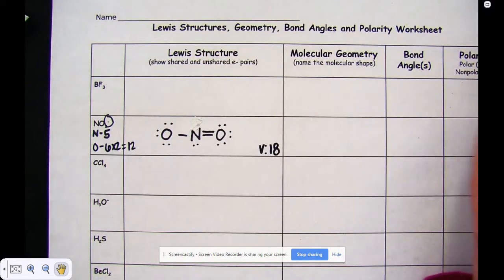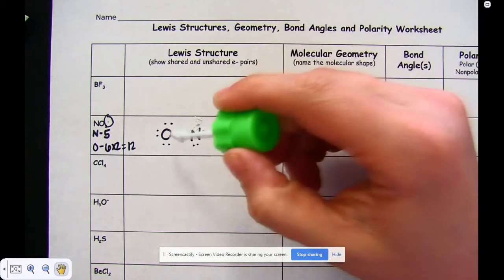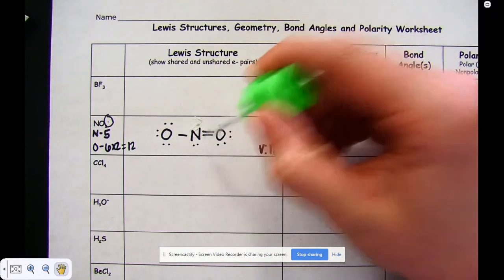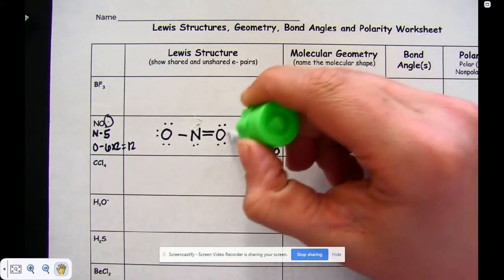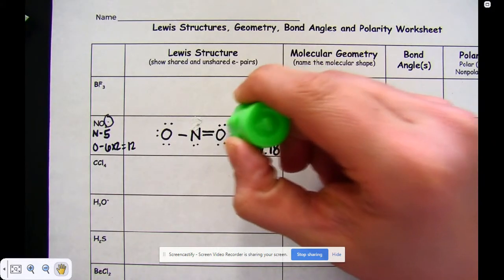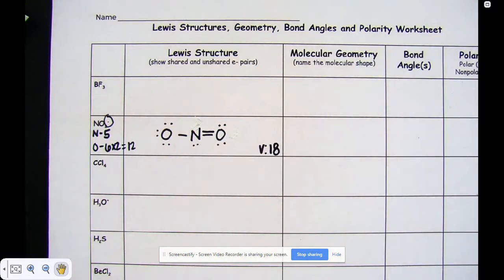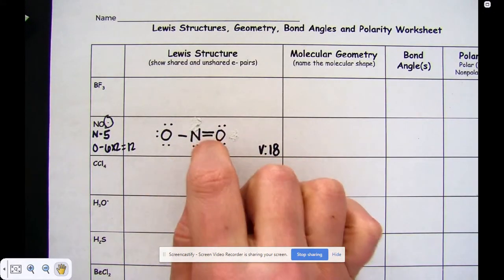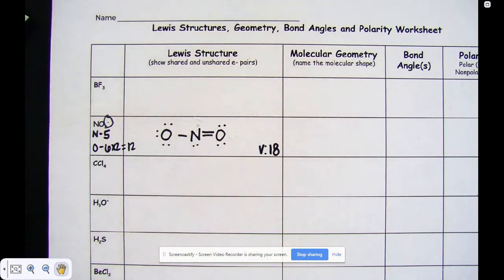Okay, so now my nitrogen has 2, 4, 6, 8. That's fine. But this oxygen has 2, 4, 6, 8, 10 as well. So I'm going to get rid of 2 of the unshared pairs on my oxygen. Okay, so you add a bond and then take away those unshared pairs, and then you see if that did the trick. So now I need to count up my electrons. I've got 2, 4, 6, 8, 10, 12, 14, 16, 18. So this is a successful possibility for my Lewis structure.